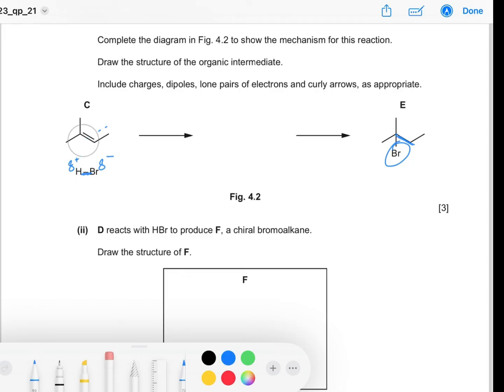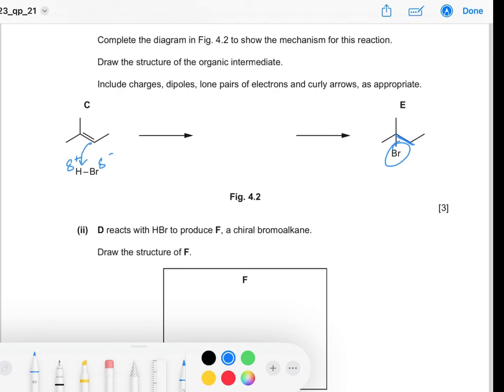Now, the positive dipole on the hydrogen is attracted by the electron density of the carbon-carbon double bond, so it will receive a pair of electrons from the carbon-carbon double bond. Okay, let me erase the part which is not part of the answer. You will need to only represent the dipoles as well as the curly arrow.